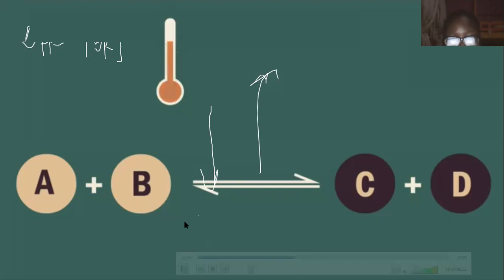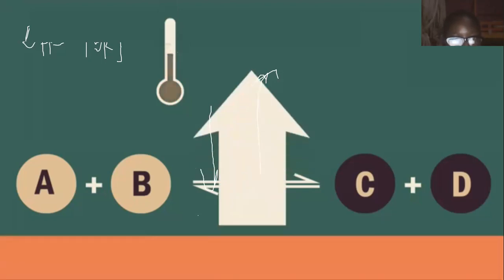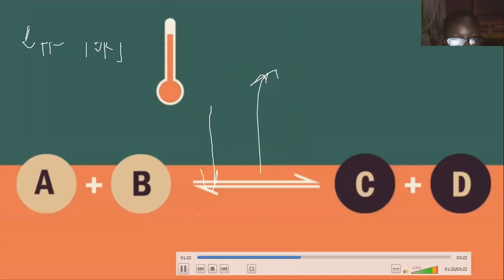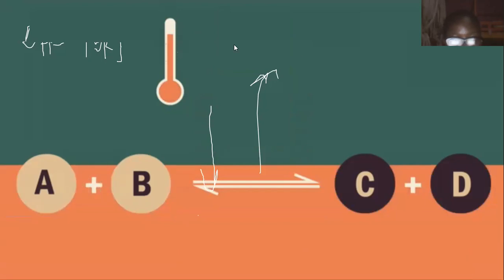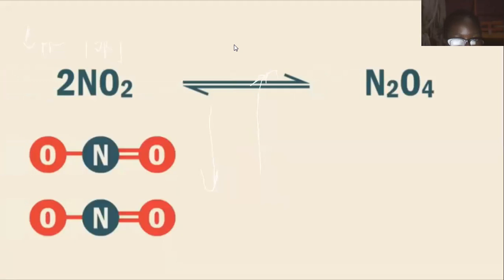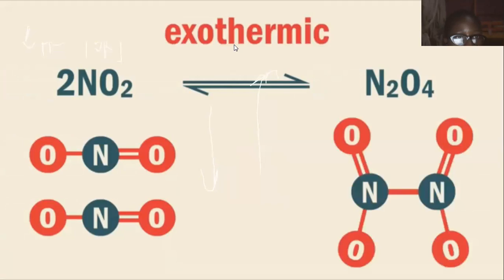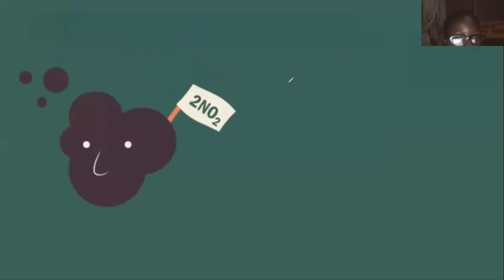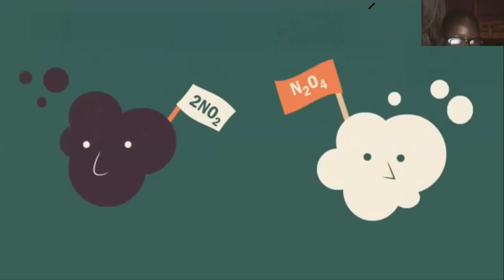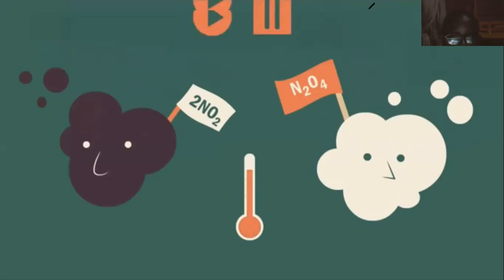Decreasing the temperature would cause the system to produce more energy. Therefore, the exothermic reaction would be favored. The dimerization of nitrogen dioxide to dinitrogen tetroxide is an exothermic reaction. Nitrogen dioxide is a brown gas, whereas dinitrogen tetroxide is colorless. What observations do you think can be made when the temperature is decreased? How about when the temperature is increased? Please pause the lesson to think about this and resume once you are done.